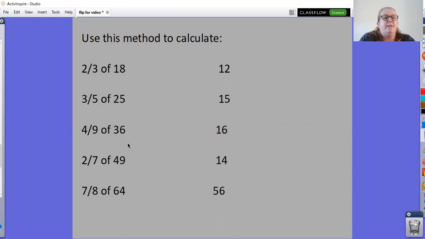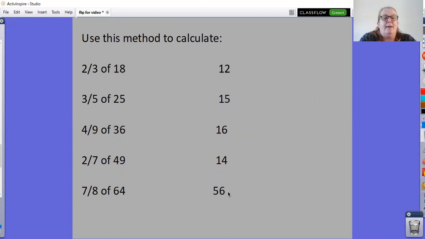Okay, here I'm dividing 36 into 9 groups. So I know there's going to be 4 in each group. 4 lots of 4 is 16. 49, I'm going to divide into 7 groups. Well, I know that 7 times 7 is 49, so there's going to be 7 in each group. In 2 of those groups, there is 14. And finally, 64 divided into 8 groups, 8 in each group, 7 8s are 56.